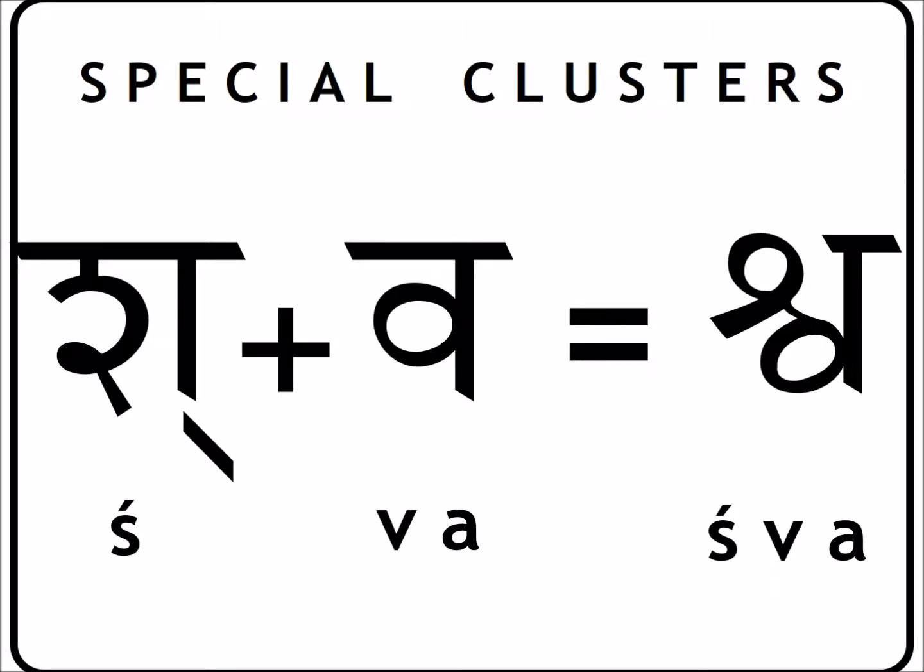And lastly, sha and va to get shva, you draw the half letter form as a loop sha with va kind of swinging right beneath it to get shva.